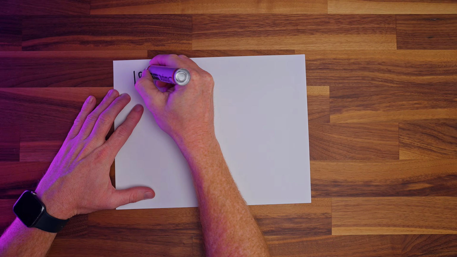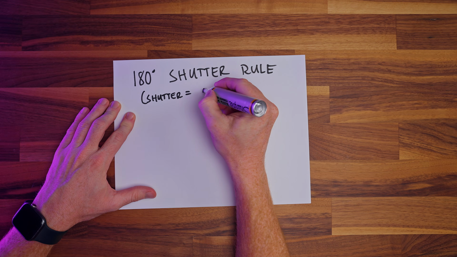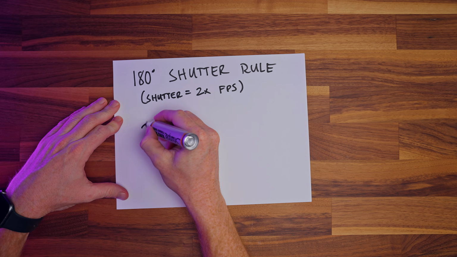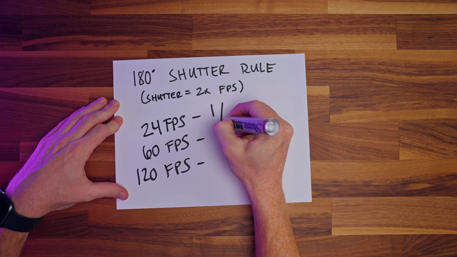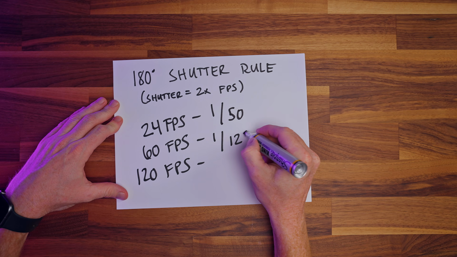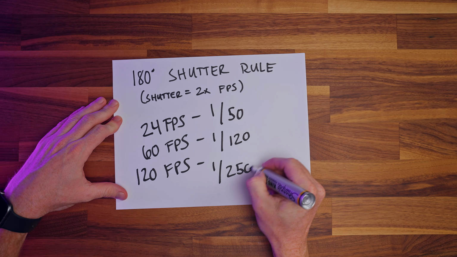For my shutter speed, I'm always using the 180-degree shutter rule, meaning that my shutter is double that of my recording frame rate. So if I'm shooting in 24 frames per second, I try to be 1/48 or 1/50 on my shutter, 1/120 or 1/125 for 60 frames per second, and 1/250 when I'm shooting in 120. That gets locked off and that never changes. That isn't something that I change to help with my exposure.